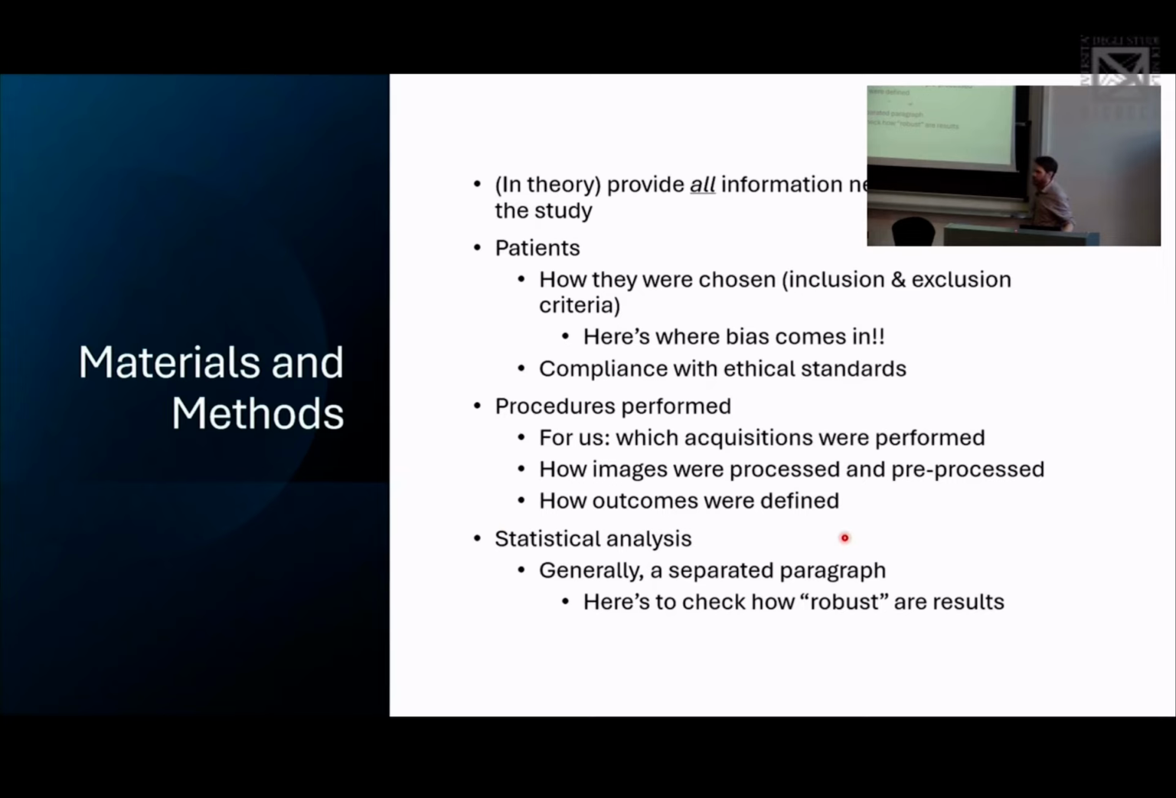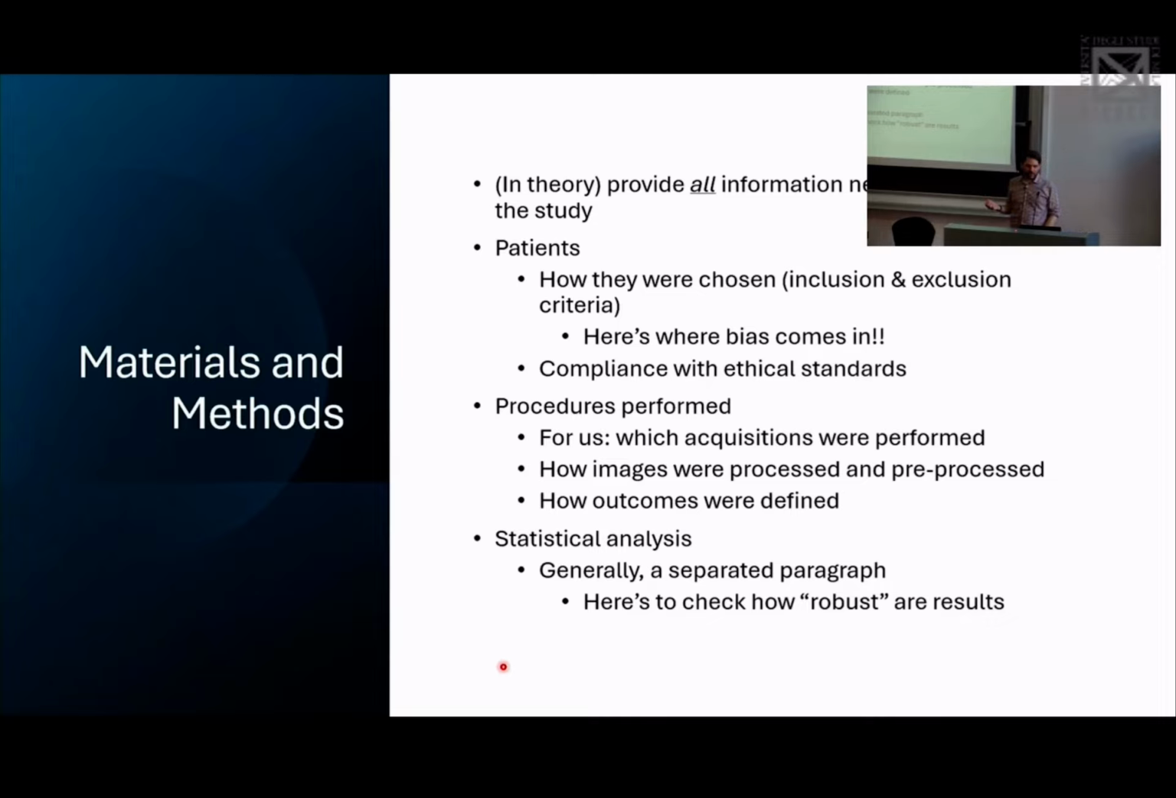This is very important because people generally talk in qualitative terms. This is good, this is bad, but when you define the outcomes, you really want to say how: like, there was a tumor, and how do you know? Did you get the biopsy afterwards? Did you do a 3 years follow-up? And so on. And then you need to describe the statistical analysis.